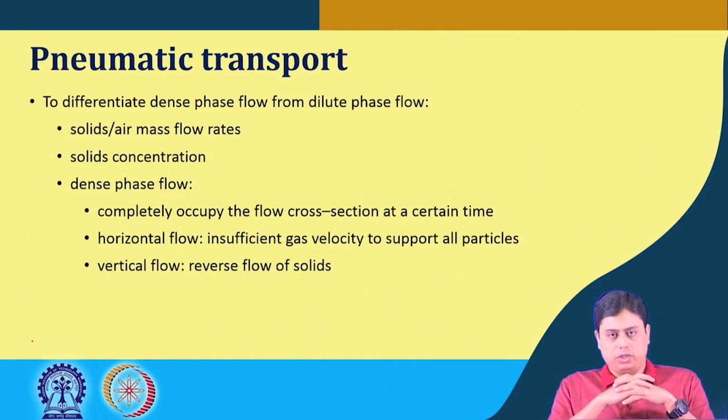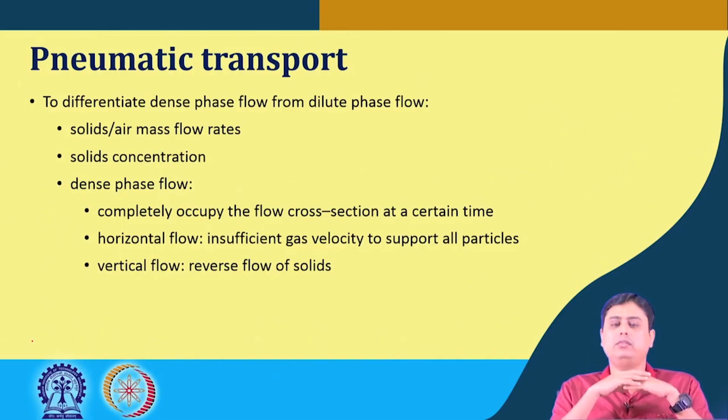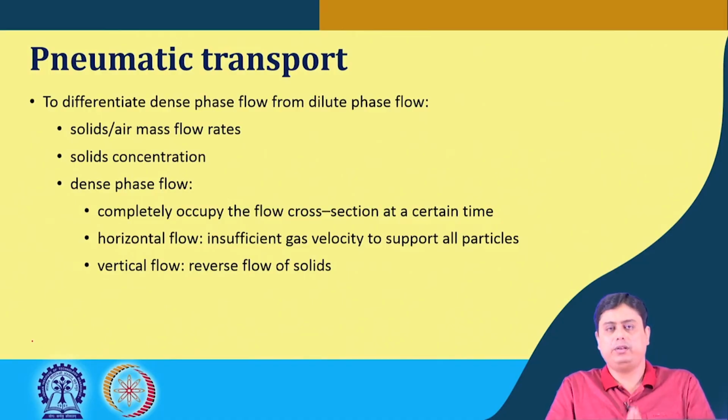In vertical motion, or when there is a vertical flow in the pipe network where pneumatic transport is happening, in the dense phase flow there will be reverse flow of the solids. That means the gas phase is not able to hold all the solid particles in suspension. If the reverse flow of the solids is happening, then we can take that this is a dense phase flow. So, these are the broad guidelines by which we can differentiate between the dense phase and the dilute phase transport in the case of pneumatic conveying.